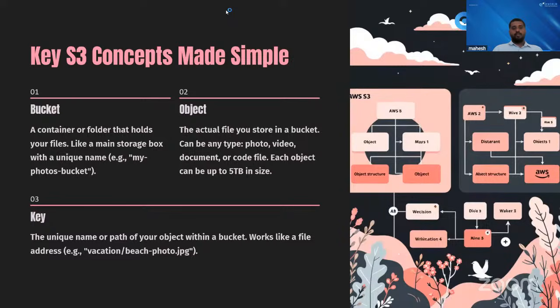So the key concept, the key, is nothing but a kind of URL, the unique key or the path of your object within a bucket. It works like a file address as well. Example, vacation/beachphoto.jpg. For every object, one unique key will be created, a kind of URL, where you can access and manage the object. So this is the S3 concept: we have the S3 bucket, we have objects, and we have keys, which are very, very important as well.